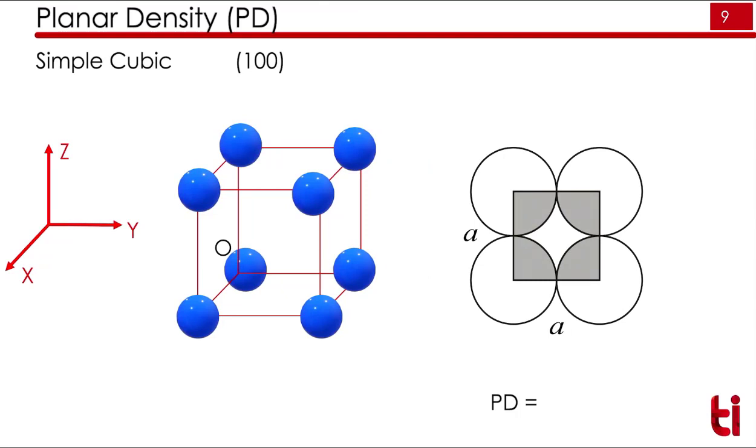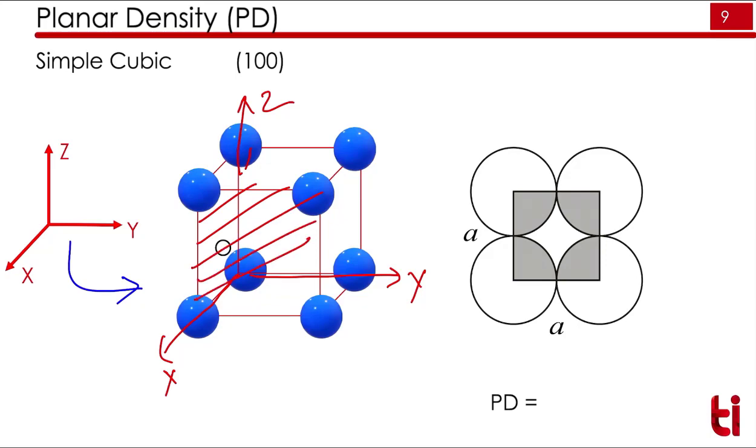First example: simple cubic 1 0 0. If we use this kind of notation, this is the x-axis, this is the y-axis, and this is the z-axis. The 1 0 0 plane will have an intercept on x at 1 unit distance, and it is parallel to y and z. So I will shade the 1 0 0 plane here. That is the face of the unit cell, right?